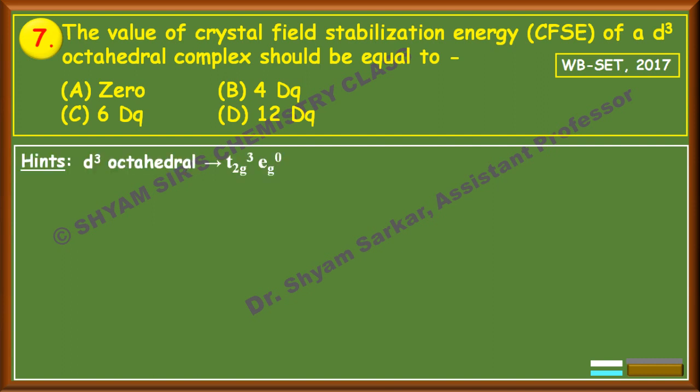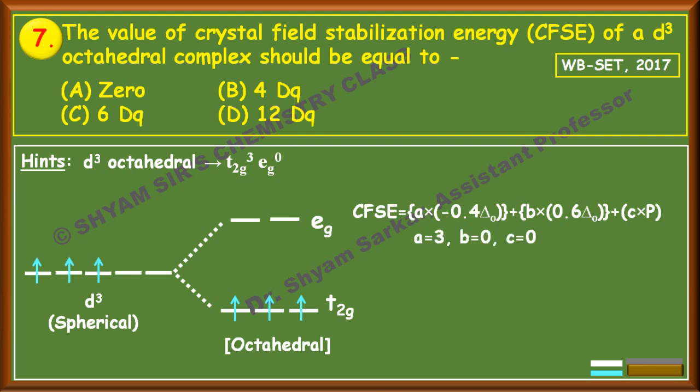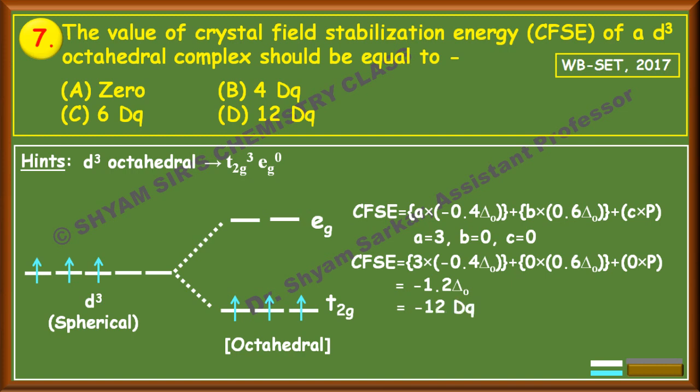Okay. d3 octahedral means electronic configuration t2g3 eg0. So CFSE will be equal to, if you put the value of a as 3, b equal to 0, c equal to 0, CFSE becomes minus 1.2 delta O. If you convert delta O to the 10 Dq value, 1.2 delta O is equivalent to minus 12 Dq. So minus 12 Dq is the right answer.